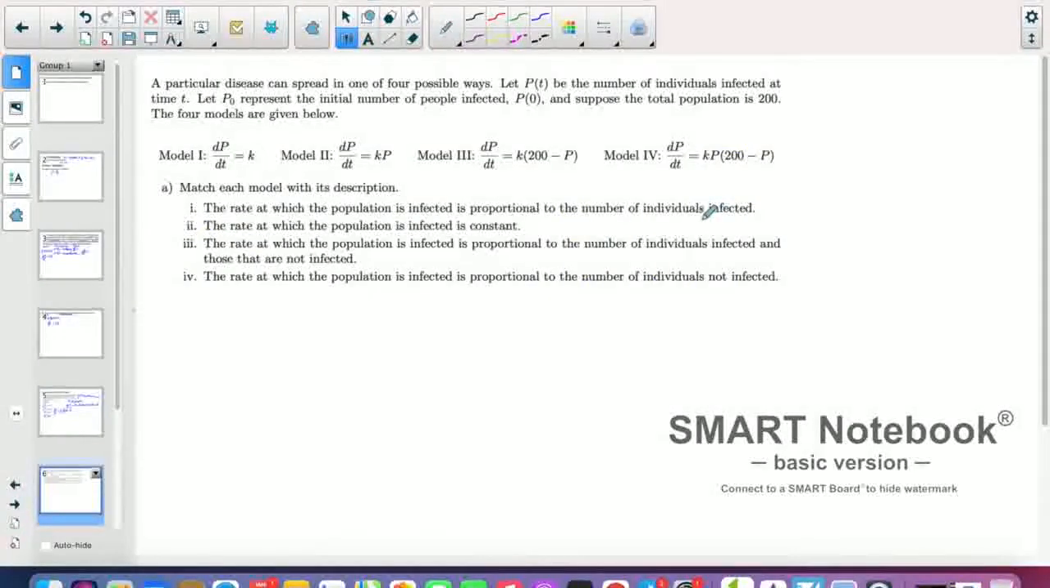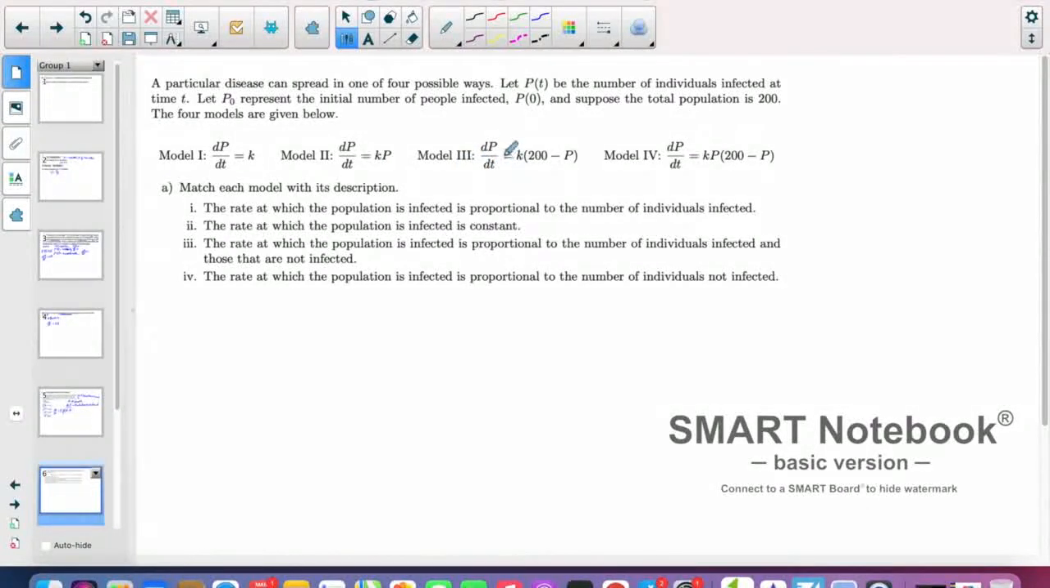A particular disease can spread in one of four possible ways. Let P of t be the number of individuals infected at time t. Let P sub 0 represent the initial number of people infected, which is the same as P of 0. And suppose the total population is 200. The four models are given below. For model 1, dP over dt is equal to K, that's the constant. Model 2, dP over dt is equal to K times P. The rate of change of P is directly proportional to the number in the sample.